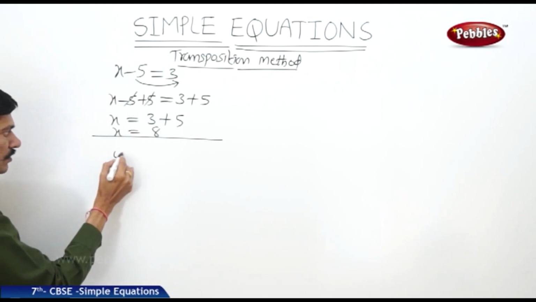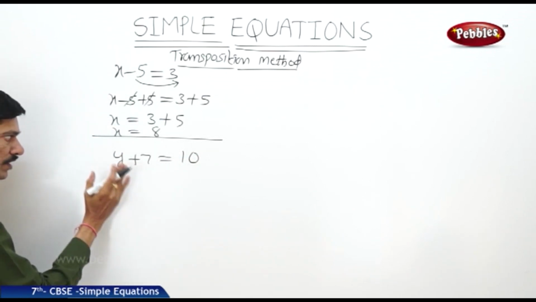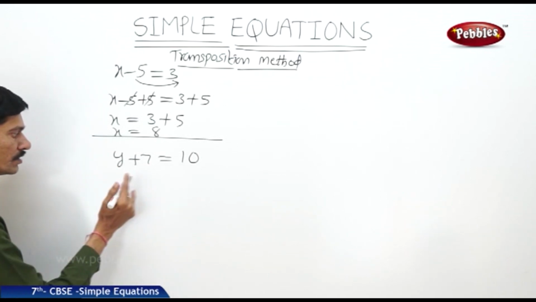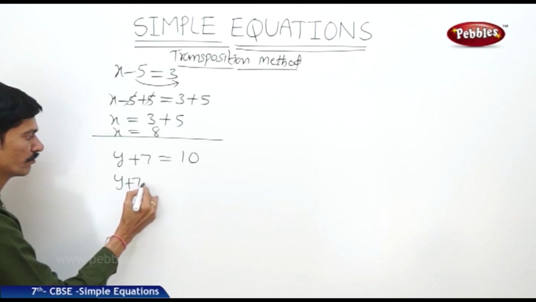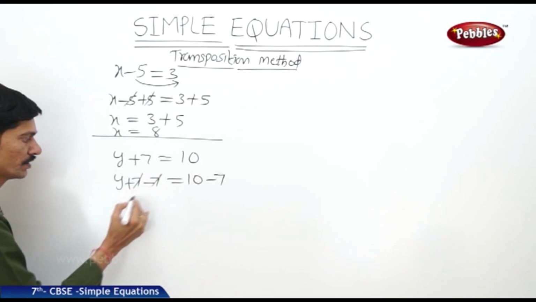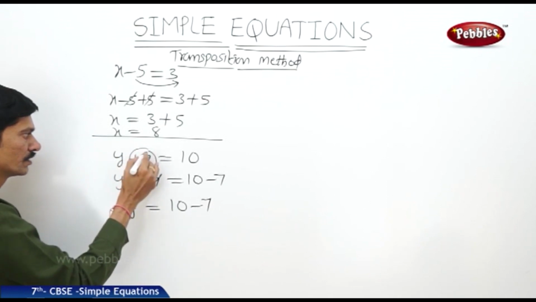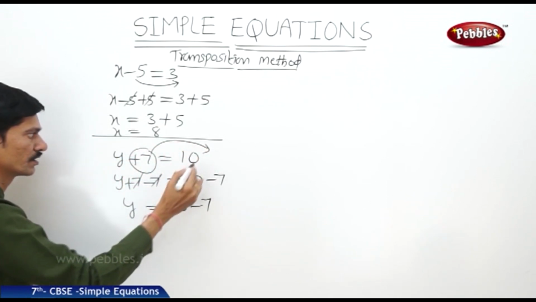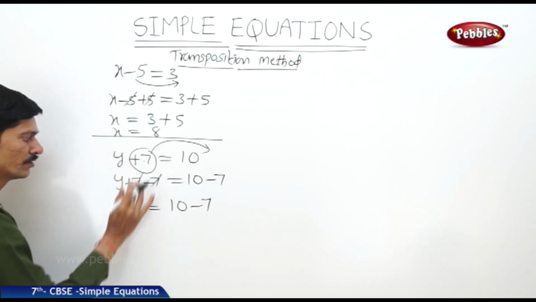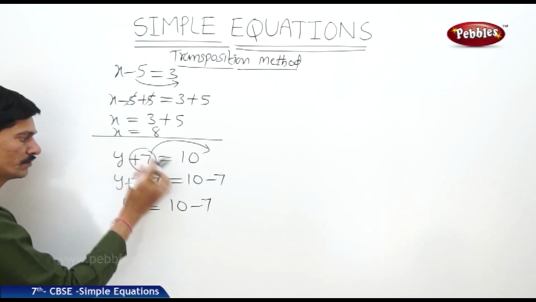Now take another example. If y plus 7 equals 10, to separate y in the LHS, we have to subtract 7 from both sides. So then we get y plus 7 minus 7 equals 10 minus 7. Here we can cancel plus 7 minus 7, then y equals 10 minus 7. So when plus 7 is moved from LHS to RHS, its sign is changed to minus 7. Here also plus 7 is transposed from the left hand side to the right hand side, and its sign plus 7 became minus 7.